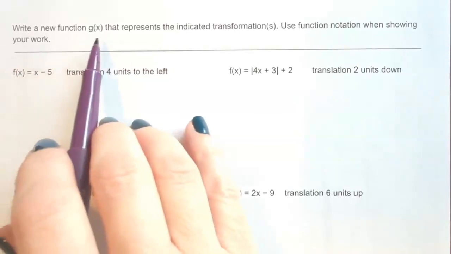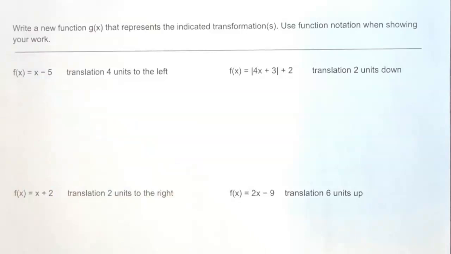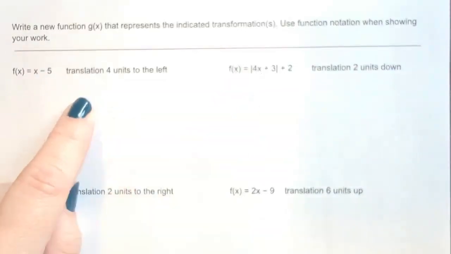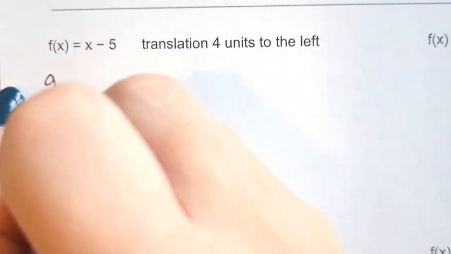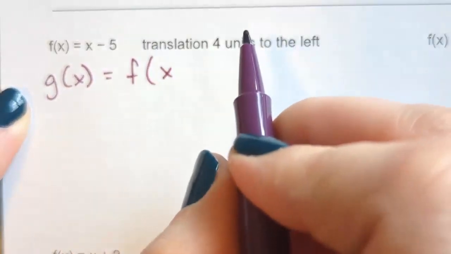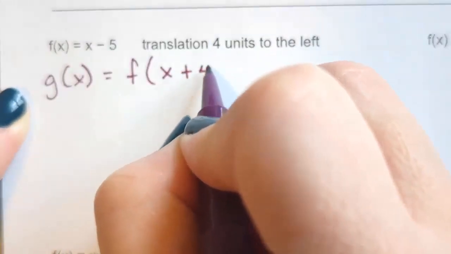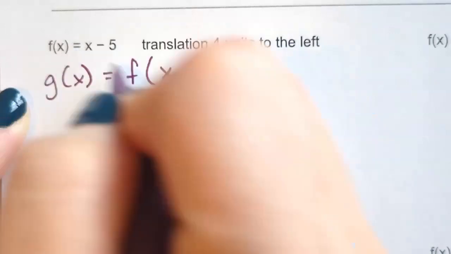We're going to write the new function g of x that represents the transformations given and use function notation when showing our work. So I'm going to zoom into this one over here. So g of x is going to be equal to the f of the x and then the transformation. 4 units left means we're going to go x plus 4. So now I'm going to put these together.